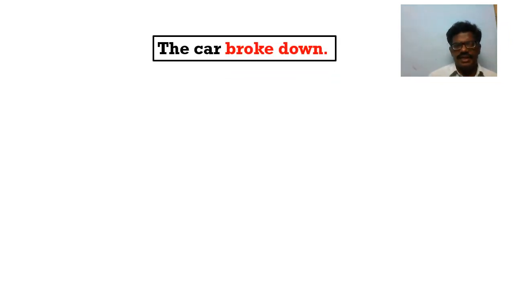Look at this sentence. Here the phrasal verb is formed with a verb plus an adverb. But here the meaning of the phrasal verb cannot be predicted from the meanings of its parts. It is because broke down means stop functioning. But this meaning we cannot get from the meanings of broke and down. So here the phrasal verb is idiomatic.